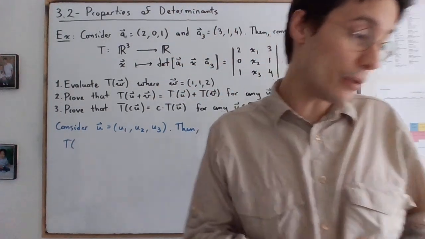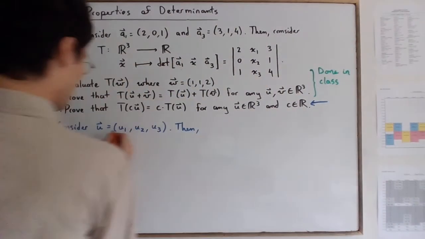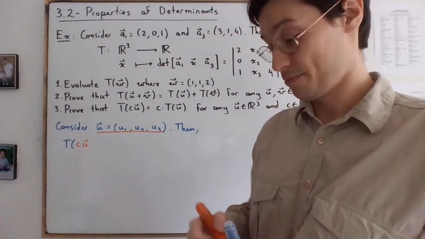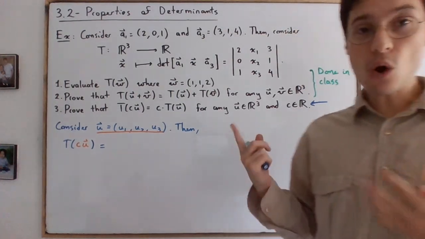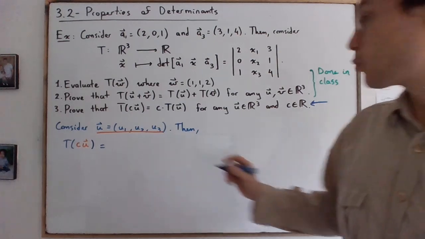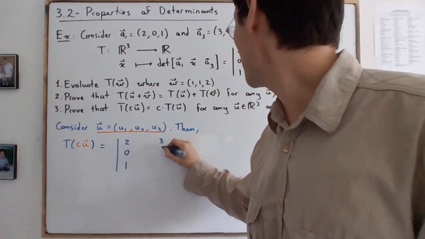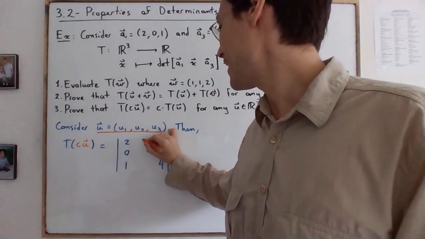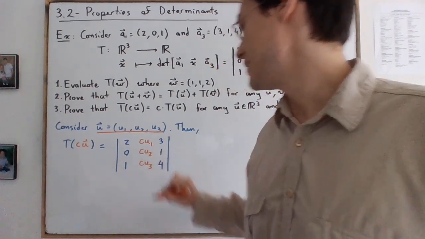I'm going to color code here. I'm going to take the vector u to be in orange. So this is T of cu. Well, we know that multiplying a vector u by a scalar c is just going to multiply all its components. So we know right off the bat that we're going to have this determinant with rows 2, 0, 1, and then 3, 1, 4, and then cu1, cu2, and cu3.